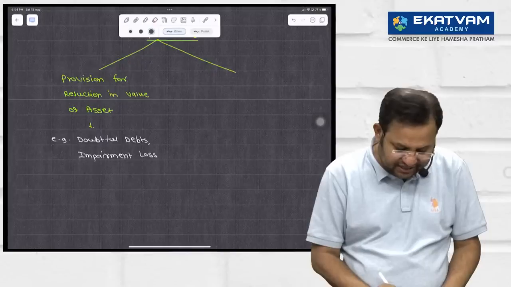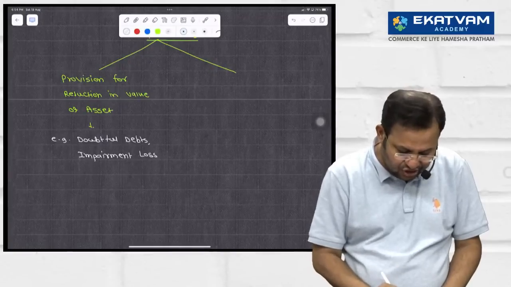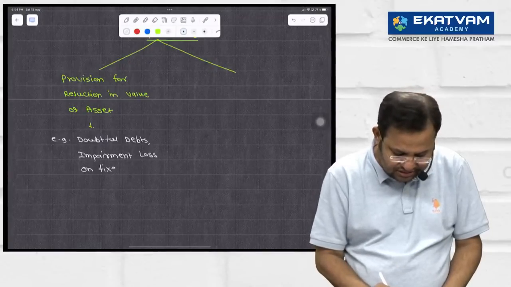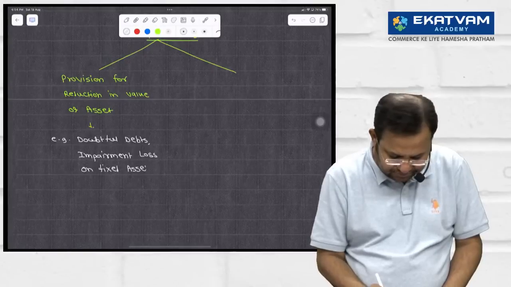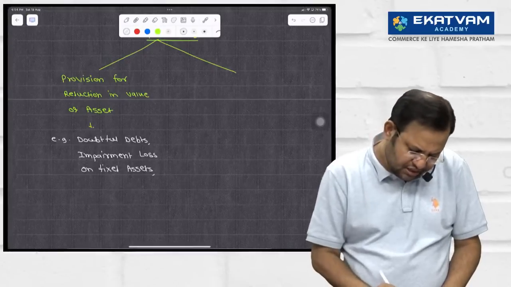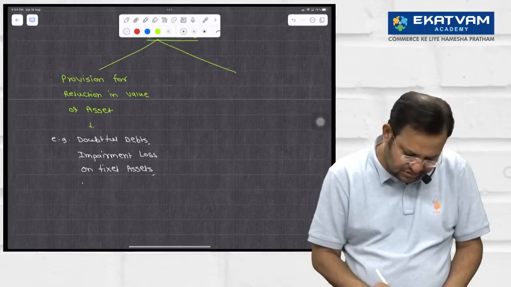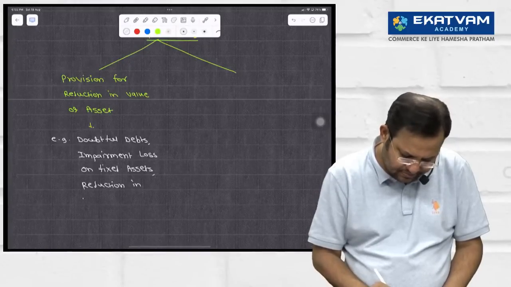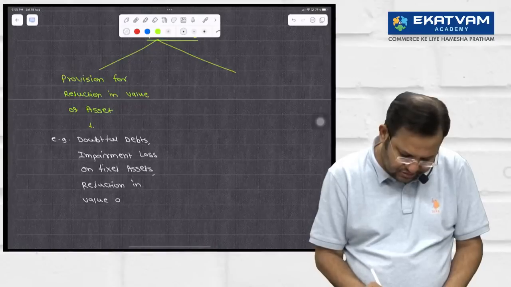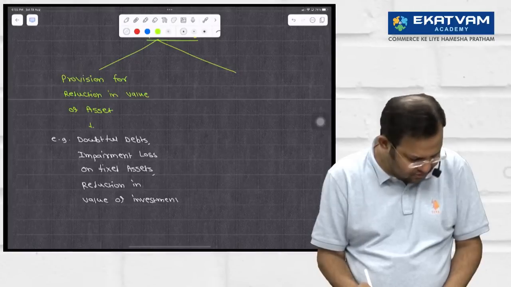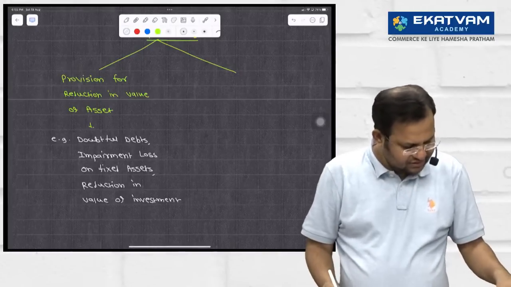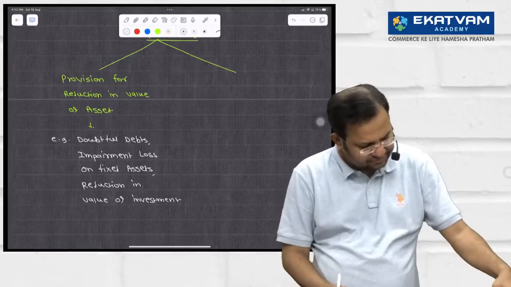Impairment loss is for what? Impairment loss on fixed assets. Reduction in investment value. Reduction in value of what? Investment.